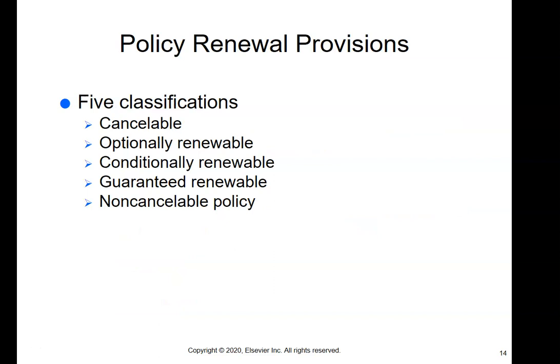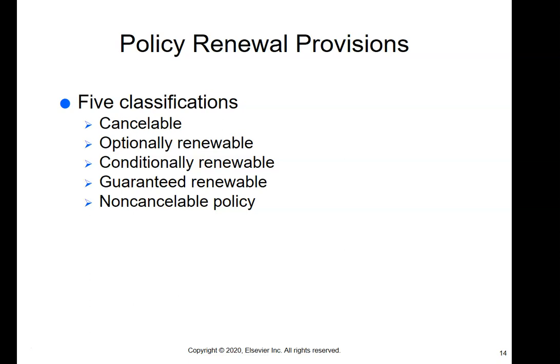Policy renewal provisions. There are 5 classifications. Cancelable, which are policies that grant the insurer the right to cancel the policy at any time and for any reason. The insurance company notifies the insured that the policy is canceled and refunds any advance premiums the policyholder has paid. The optionally renewable policy is where the insurer has the right to terminate coverage on the premium or anniversary date. The insurer may not cancel the policy at any time in between.